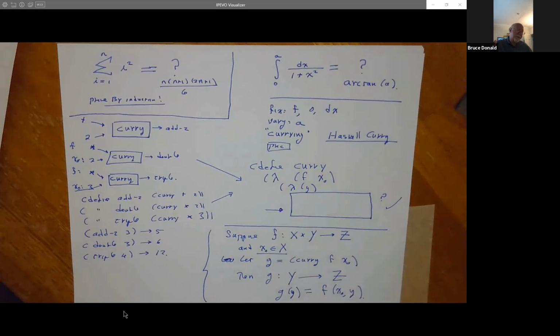So I don't expect you to be able to do this right away, but try it and think about it. To make this not too intimidating, the answers are actually already on the web, so you can look at how Curry is implemented in Scheme. It has a very simple solution.